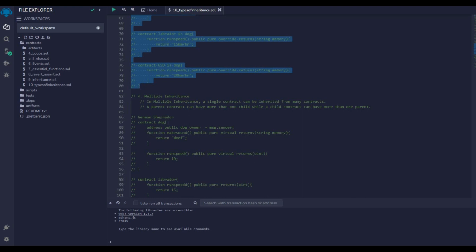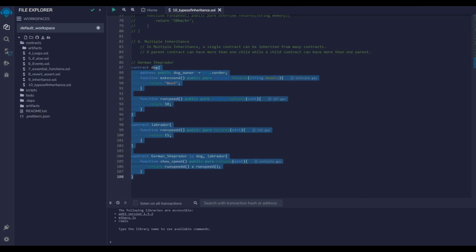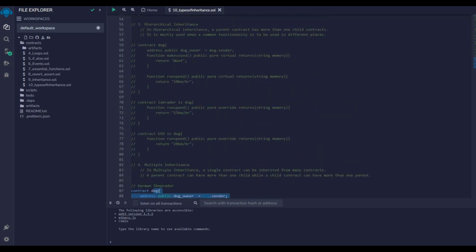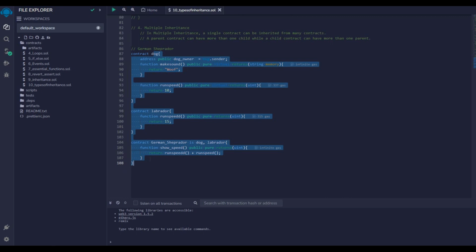What is multiple inheritance? Multiple inheritance is where a single contract can inherit from many contracts. A parent can have more than one child, while a child can have more than one parent. So in hierarchical inheritance, what was the meaning? It was one parent and multiple children using that single parent. But in this case, a single child can have multiple parents.